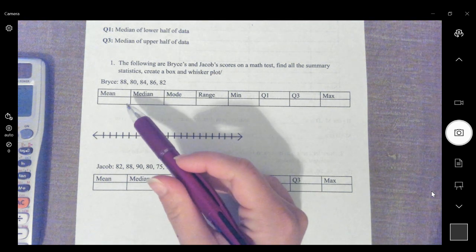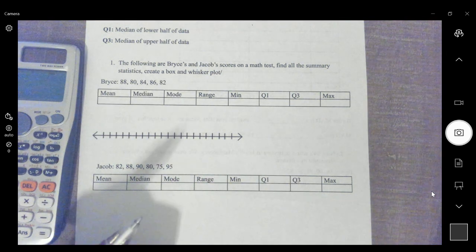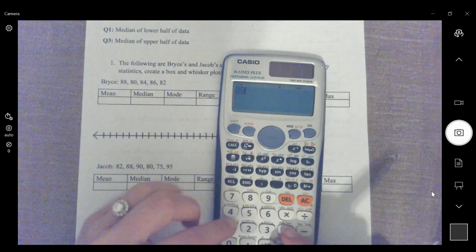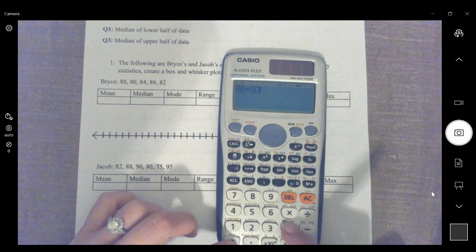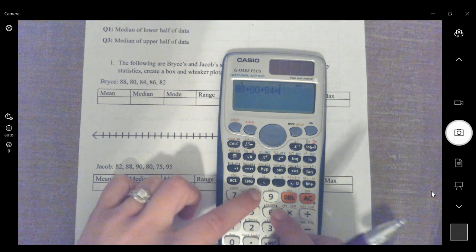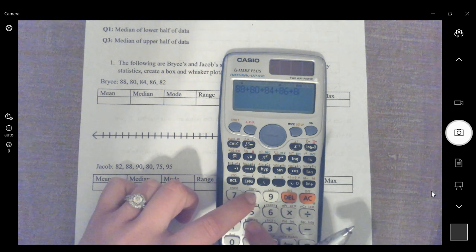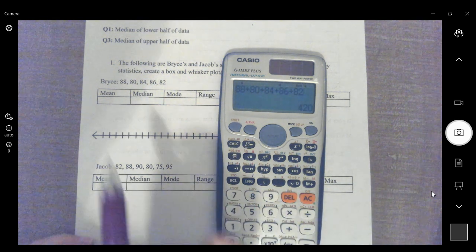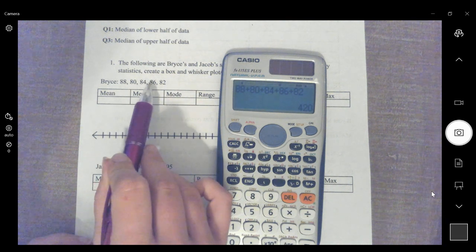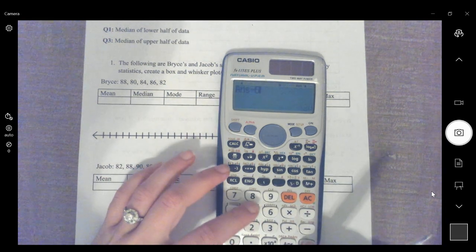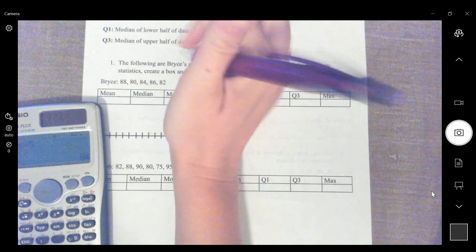To find the mean, we need to add up our data points and then divide by how many there are. So I'm just going to use my calculator for that. So 88 plus 80 plus 84 plus 86 plus 82. And then we're dividing that by 1, 2, 3, 4, 5. So 420 divided by 5, which is 84. So that is my mean.